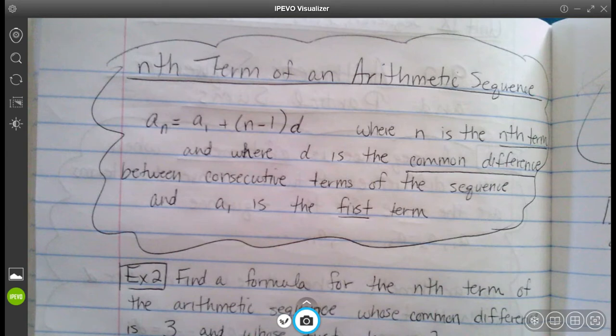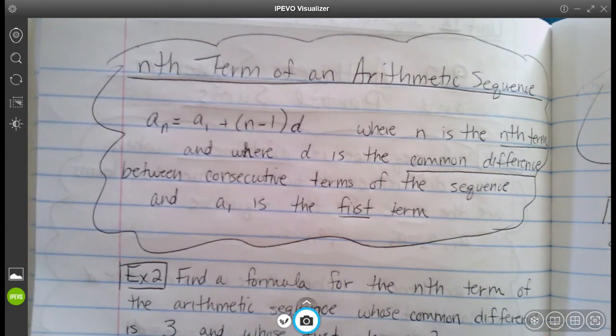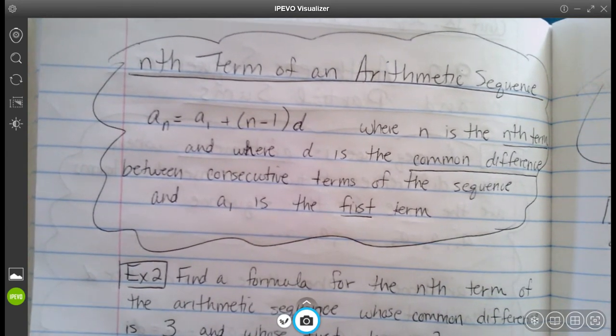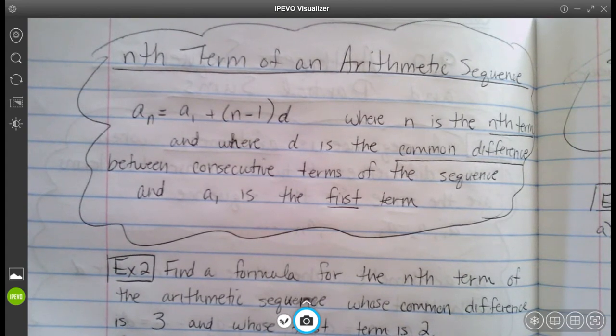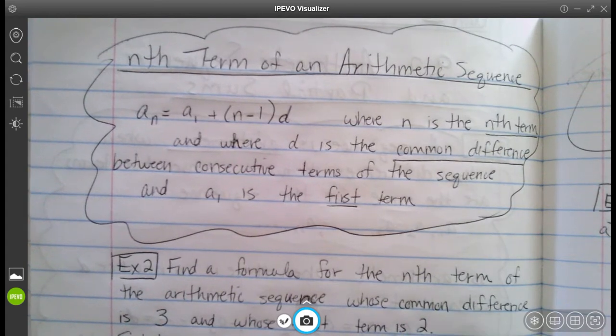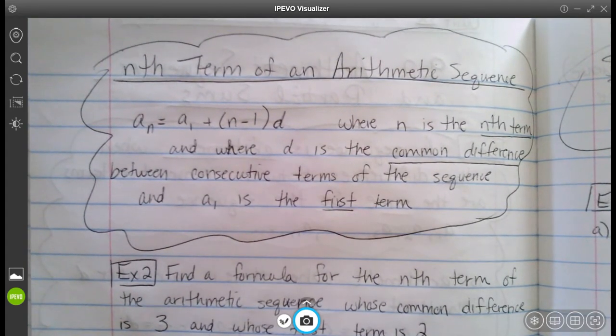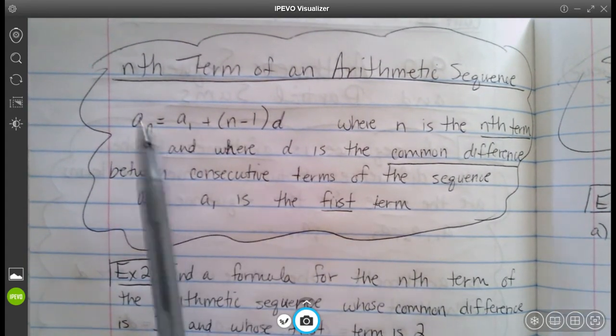So we have the nth term of an arithmetic sequence. If you're trying to find a specific term, say the 100th term, something way out there, you don't want to list all the numbers to get there. It's going to take forever, figuratively speaking. So this is the formula we're going to use.